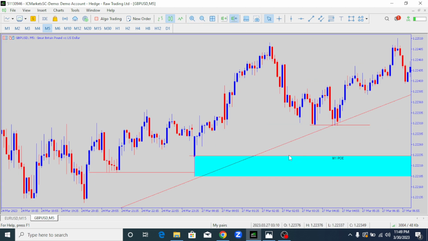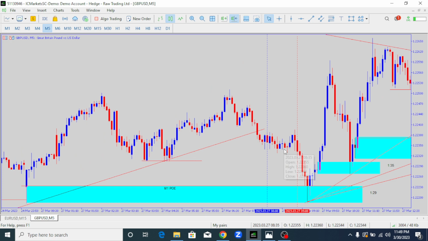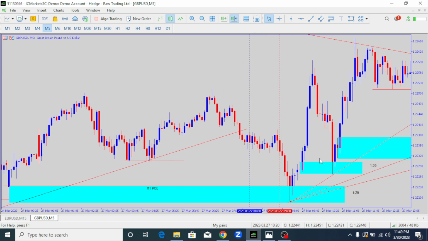This one, the first one, was a pending order. The second one was a market execution. So I waited for price to tap. You see, every demand zone was mitigated. This demand zone was mitigated by this candle. Only this one was left unmitigated, then they were imbalanced.